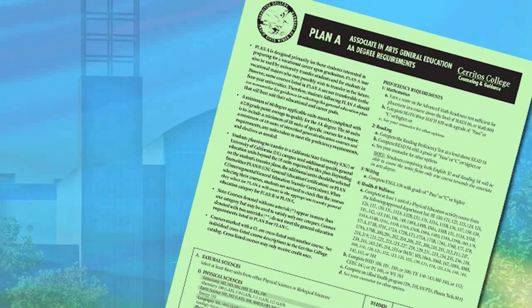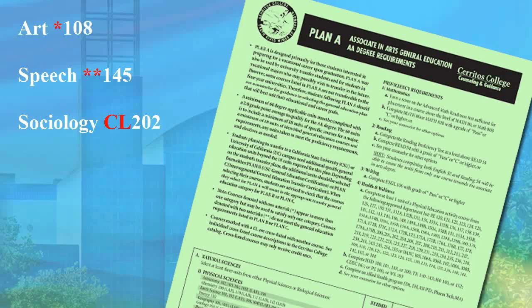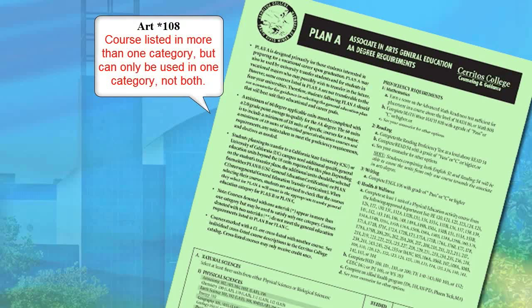As we look through the form, you may have noticed that some of these classes had an asterisk, a double asterisk, and some other classes had a CL notation. A single asterisk means that the class is listed in more than one category. If you take a class that has a single asterisk, you have to select which category you want it to count in. You cannot count the class in 2 categories. It can only count in 1 category.